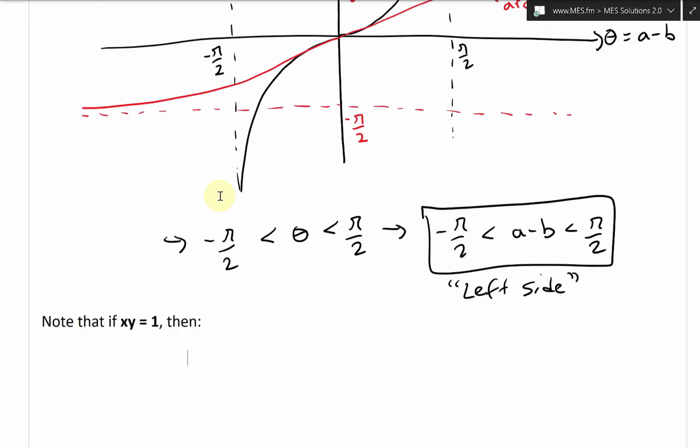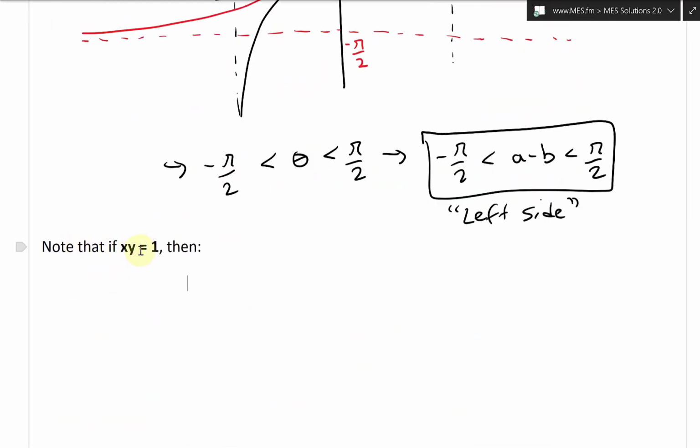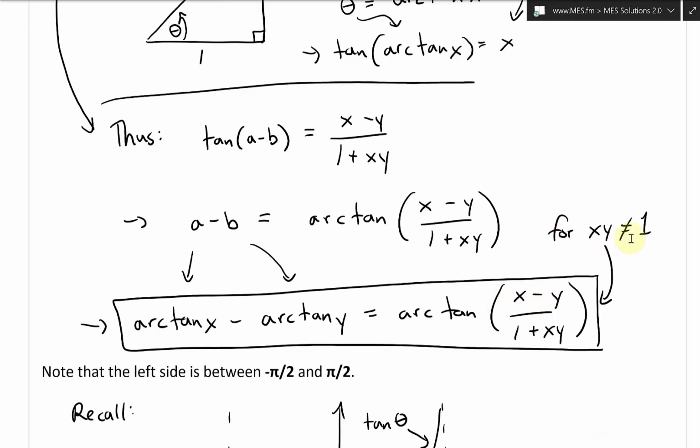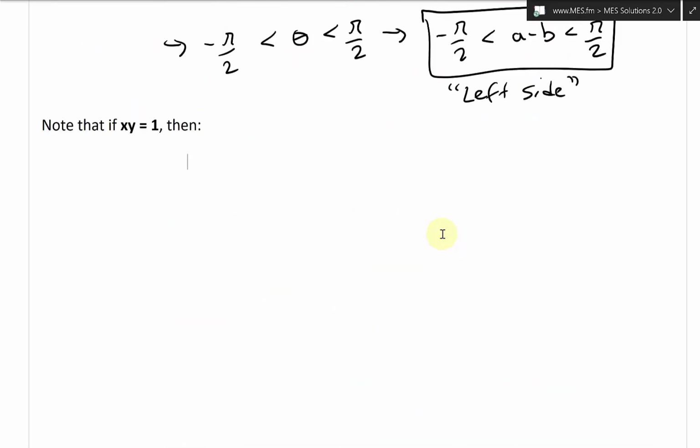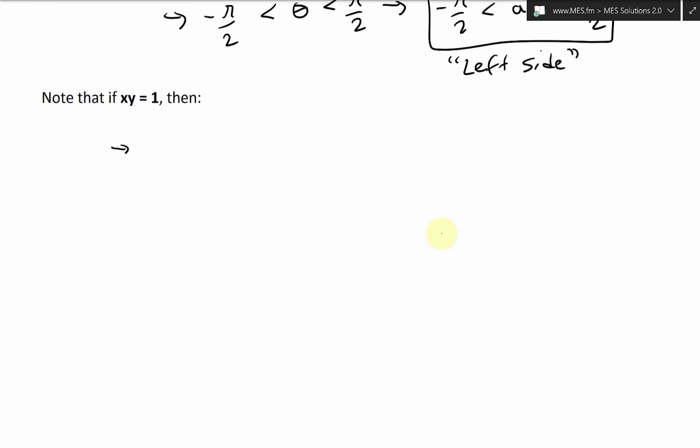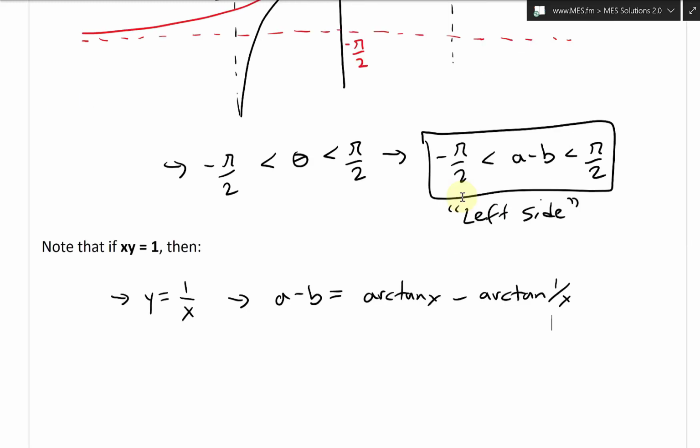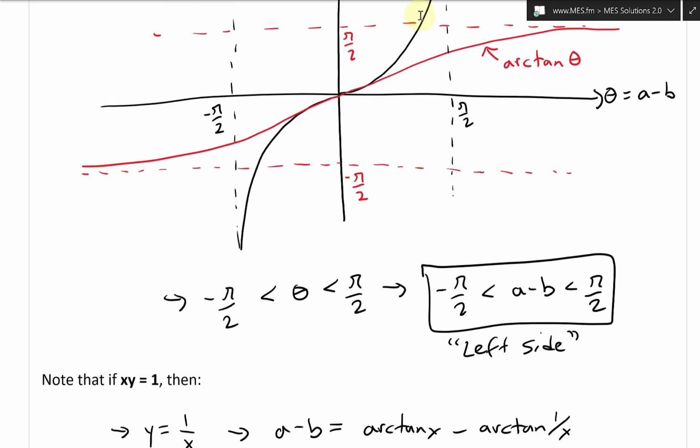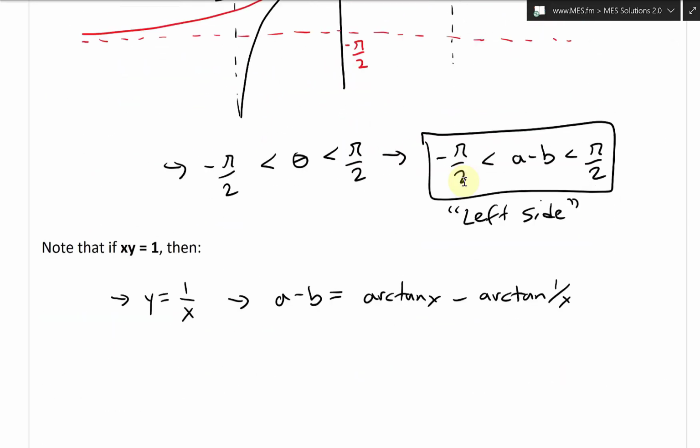Alright, and now the last thing to check is just that, note that if xy is equal to 1, so here we have it not equal to 1, because if it is equal to 1, then, well, rearrange it, y equals 1 over x. And then what we have is our a minus b is equal to arctan of x minus arctan of 1 over x, like that. And we could even plug in the full formula, but it doesn't matter there. It's going to be the same thing.